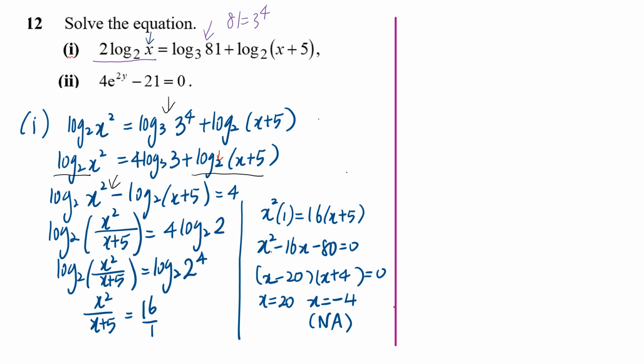Alright, so that's part 1. So part 2. Alright, in this case for part 2, we would bring ln to both sides. Why ln? Because ln is just log base e. So ln e is log e base e, and that gives you 1.